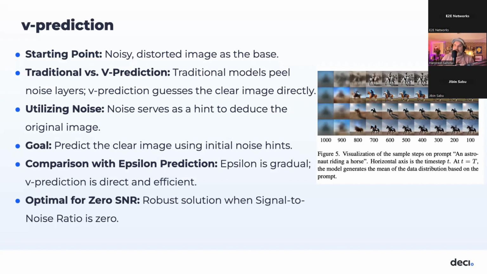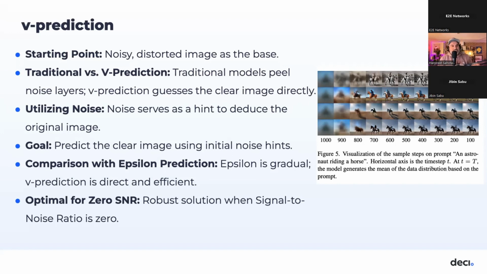Then we can compare it with another method called epsilon prediction. With epsilon prediction, the model is slowly and gradually removing noise over several steps. So it's a more cautious approach, but it takes time to reveal a clear image. With V prediction, you aim for a more direct and efficient route to a clear image. Traditional methods might struggle in this case, but V prediction gives a more robust solution.